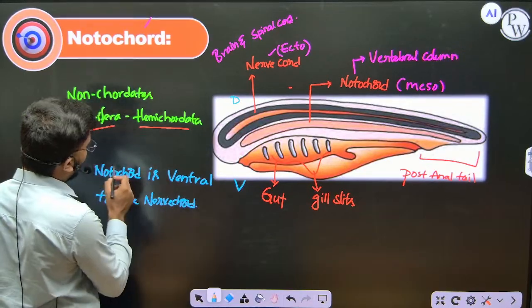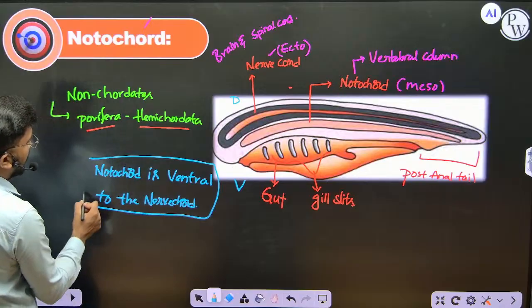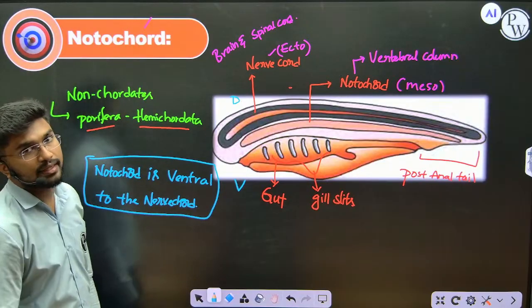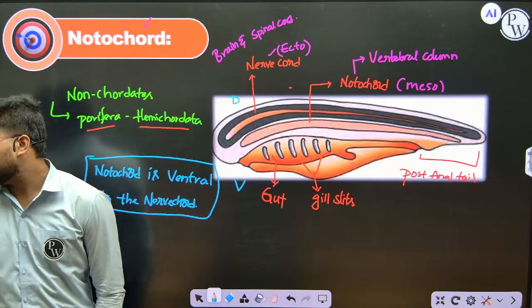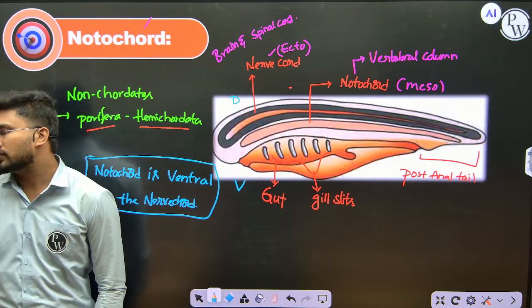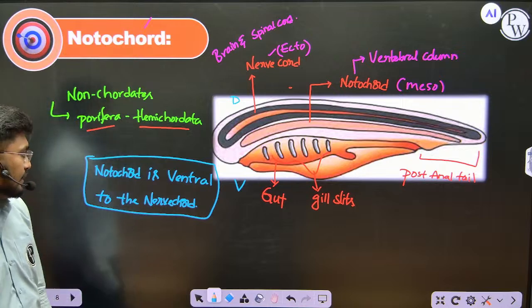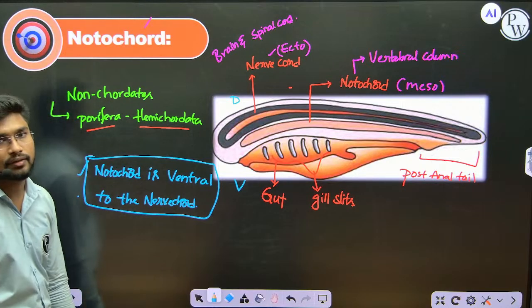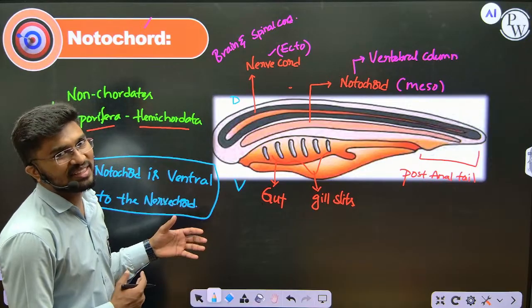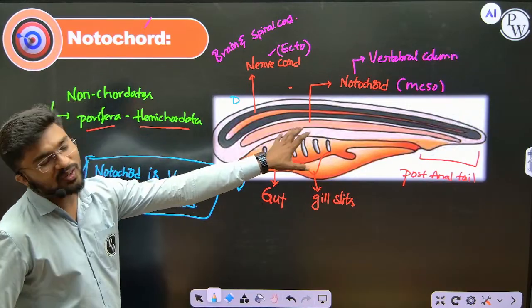Okay, notochord is ventral to the nerve cord. Can you tell me whether this statement is true or false? The statement says notochord is ventral to the nerve cord. To know whether that statement is true or false, we should look at this picture.